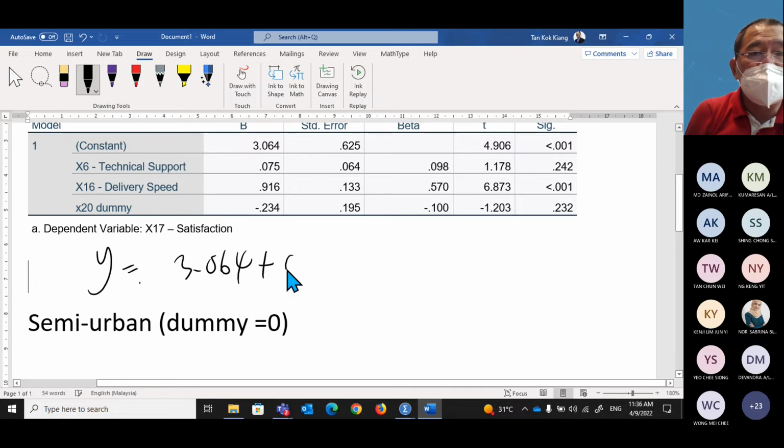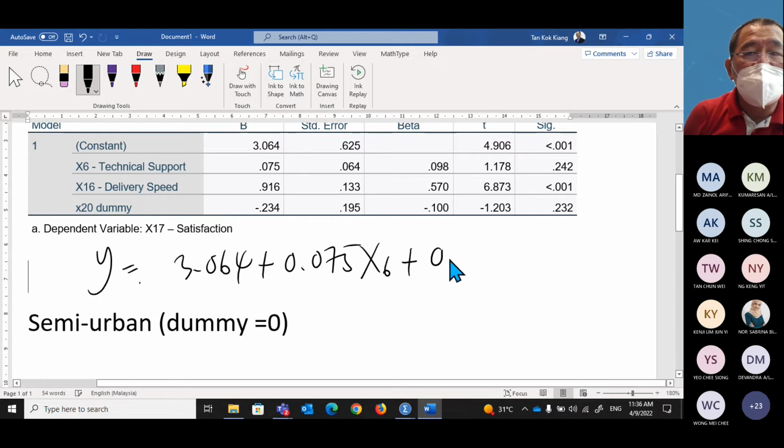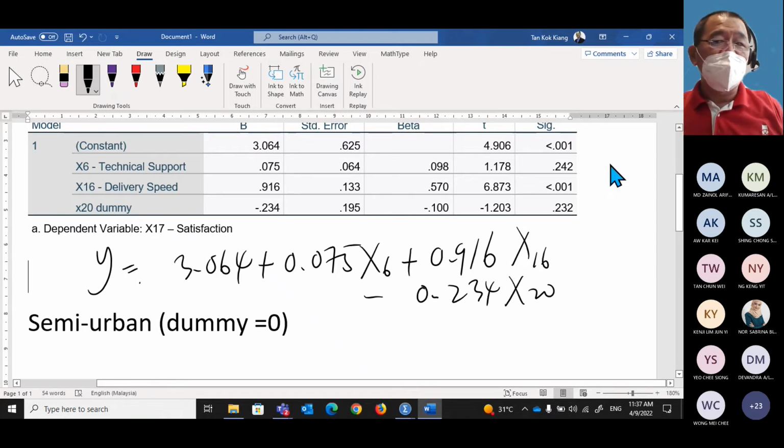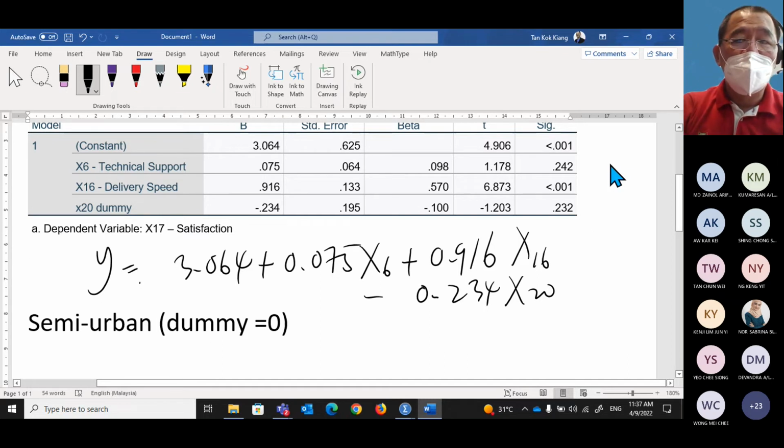So we should get y equals 3.064 plus 0.075 x6, plus 0.916 x16 here, and then minus 0.234 x20. It should be okay for you, from the output.